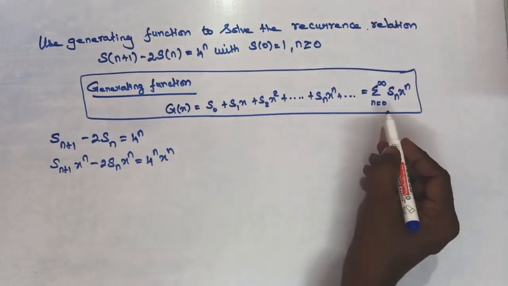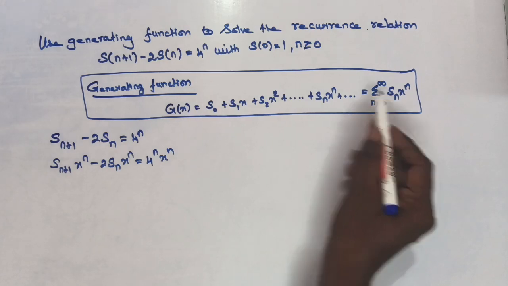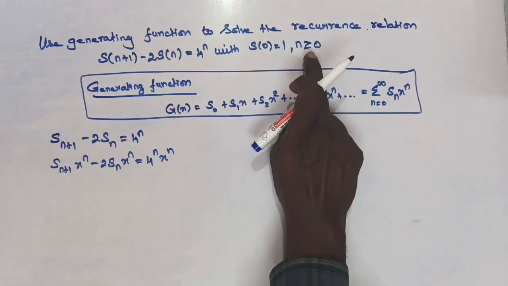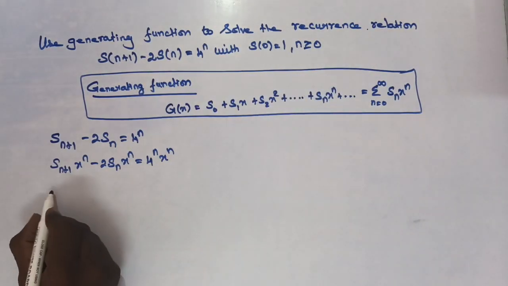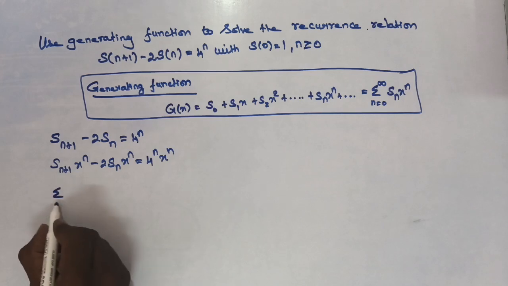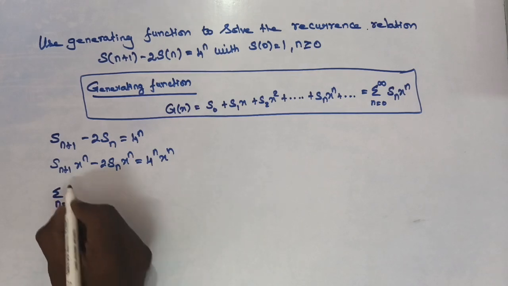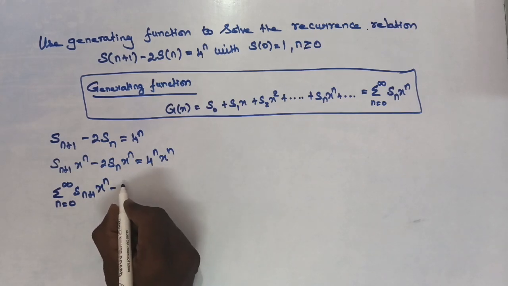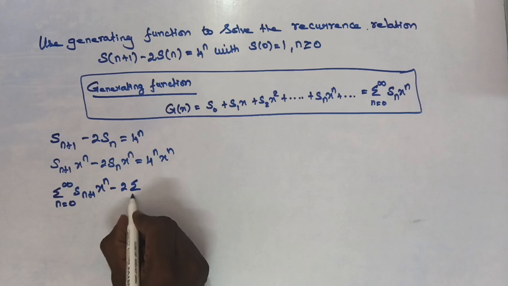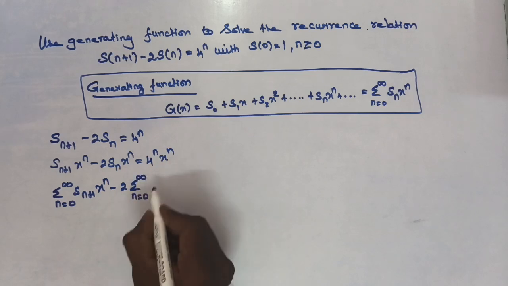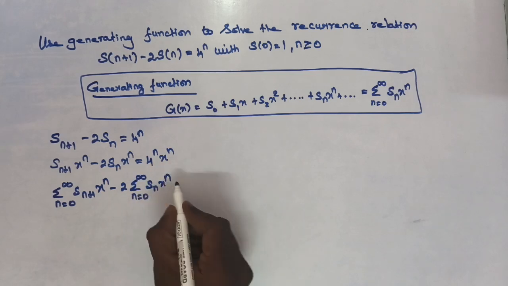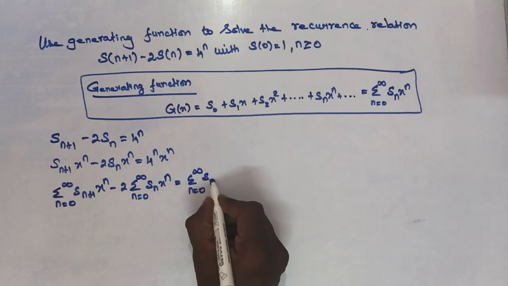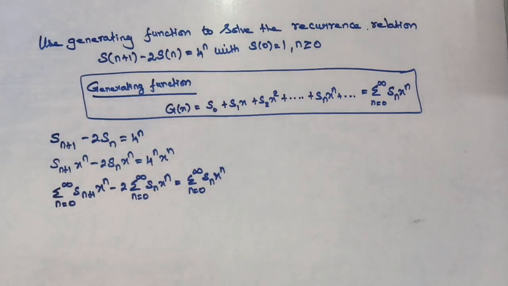Next, you can see the summation here. The n value is given, n is greater than or equal to 0, so I'm going to include the summation. Summation of n equal to 0 to infinity S(n+1) x power n minus 2, the constant you can take outside, summation of n equal to 0 to infinity sn x power n, equal to summation of n equal to 0 to infinity 4 power n x power n. This is what you're going to have.